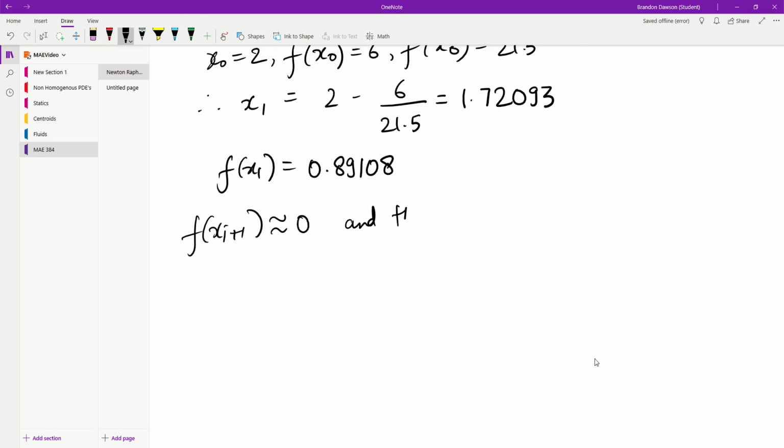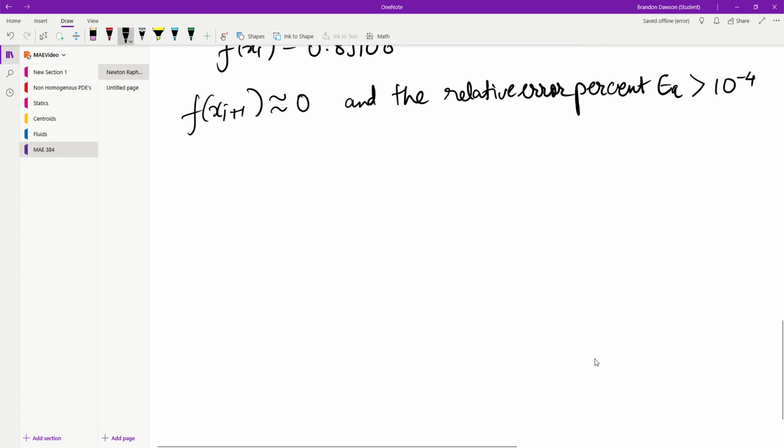We will continue to perform iterations until f of xi plus 1 is 0 and the relative error percent E of A is less than 10 to the power minus 4. So we'll make a simple table to perform the iteration.